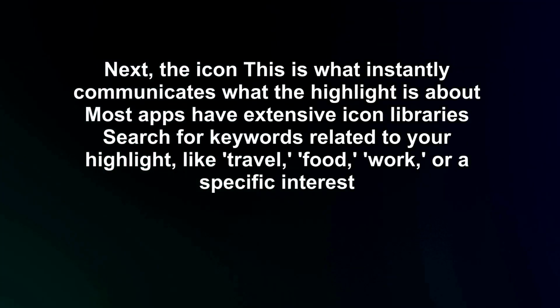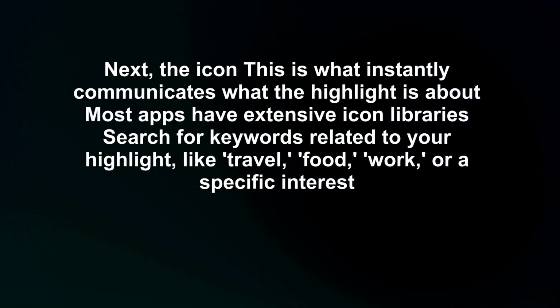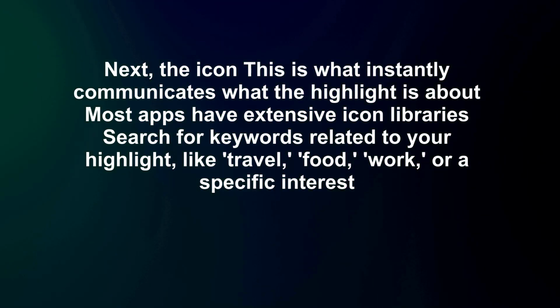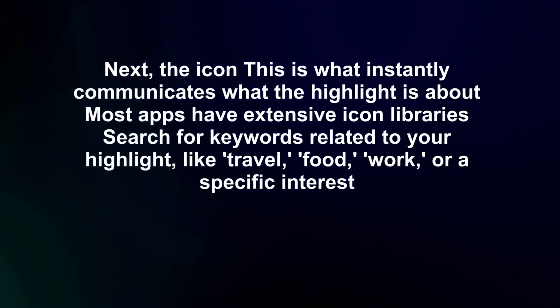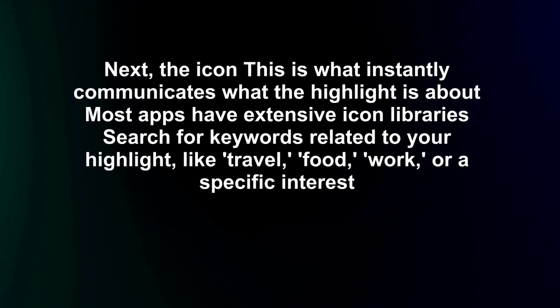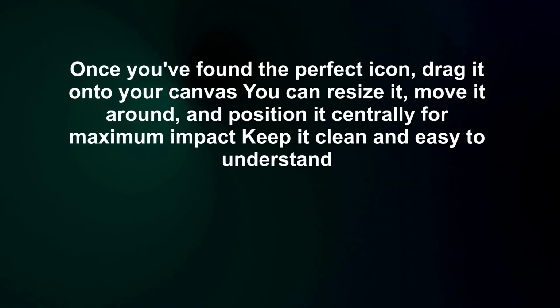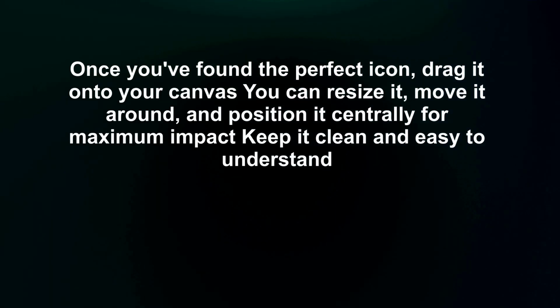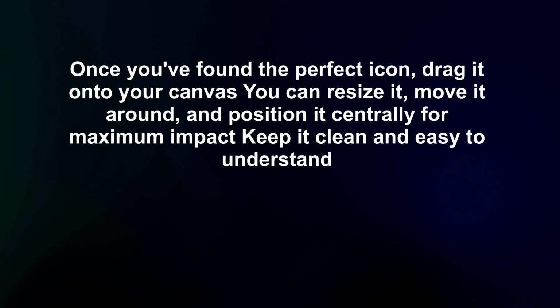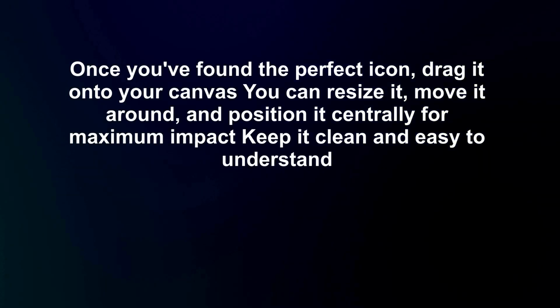Next, the icon. This is what instantly communicates what the highlight is about. Most apps have extensive icon libraries. Search for keywords related to your highlight, like travel, food, work, or a specific interest. Once you've found the perfect icon, drag it onto your canvas. You can resize it, move it around, and position it centrally for maximum impact. Keep it clean and easy to understand.